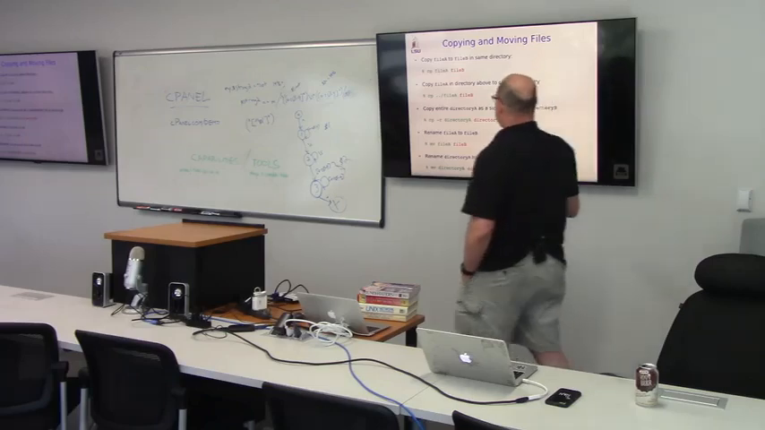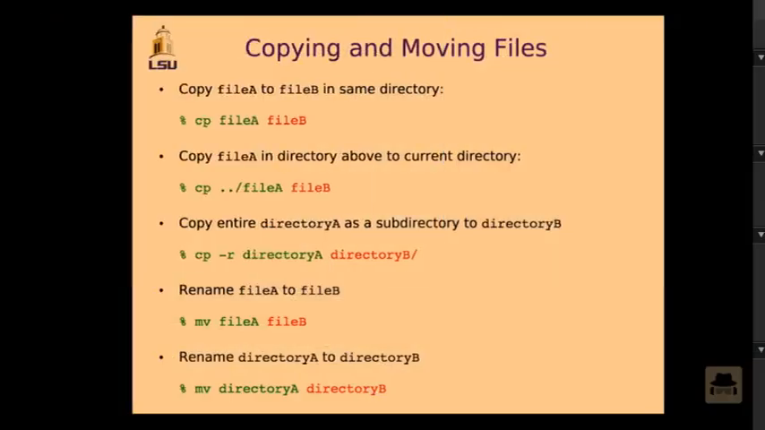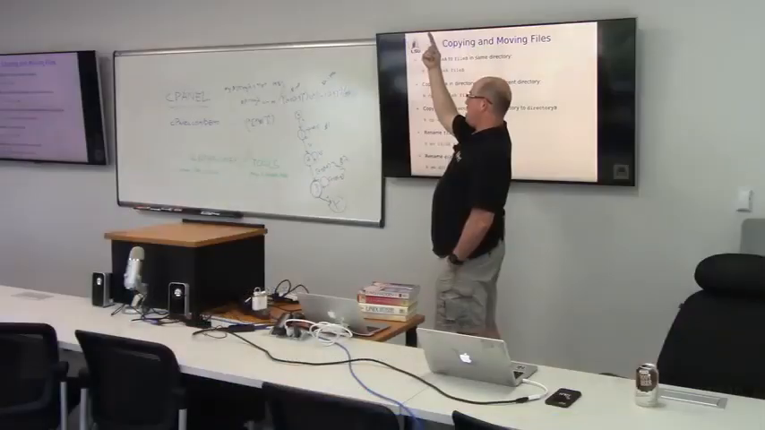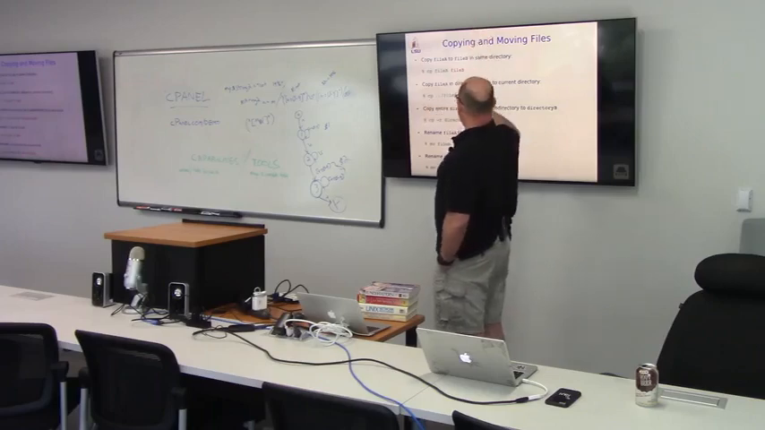Copying and moving files. The standard Unix copy command is cp. So cp file A, file B. You're copying the contents of file A to a new file called file B. If you want to copy the contents of a file that is one level above you and then drop it into a new file name where you are, you see the dot dot. So you do cp dot dot slash file A, which is above where you are, and then you want to dump the contents in a new file called file B.